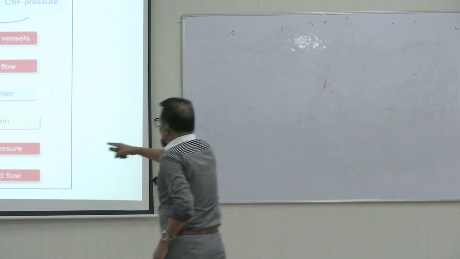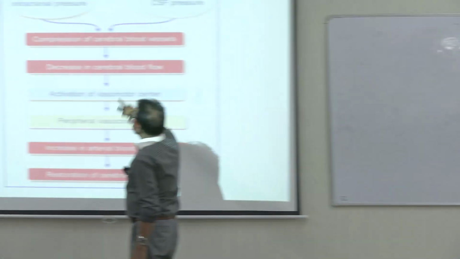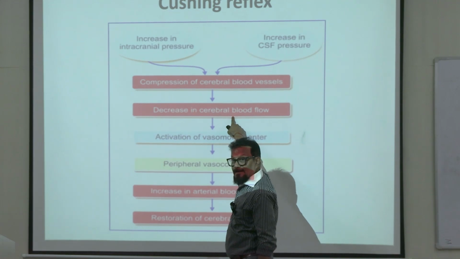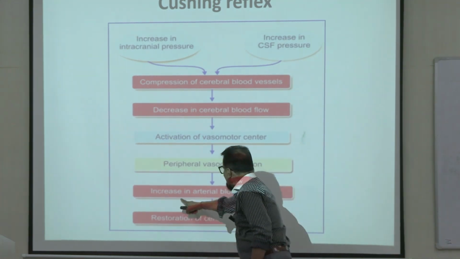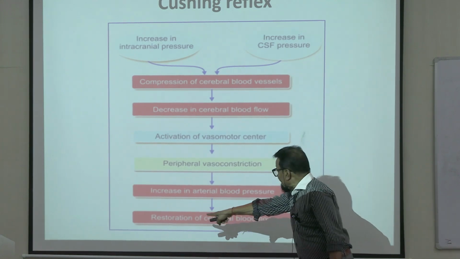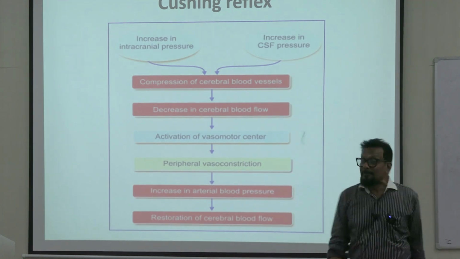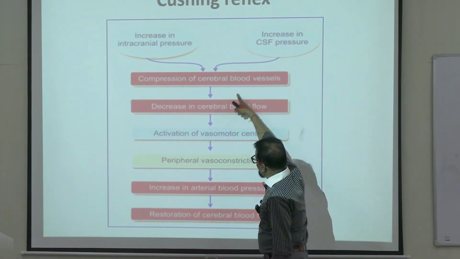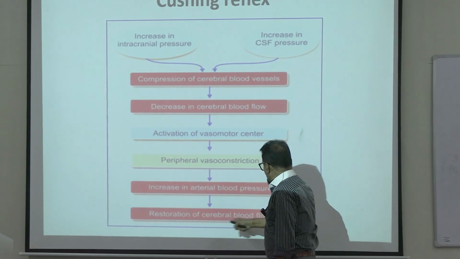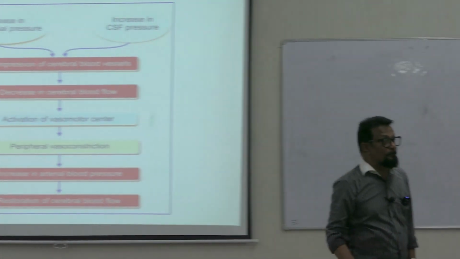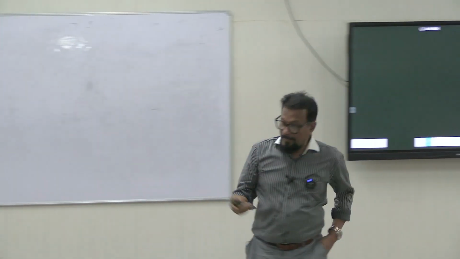So there is an increase in arterial blood pressure. Increase in intracranial pressure usually causes a decrease in cerebral blood flow. Now because of this reflex, there is again an increase in blood pressure and restoration of cerebral blood flow. Similarly, if CSF pressure is increased, the same thing will happen. So restoration of blood flow can occur because of this Cushing reflex. Important for your exam purpose.